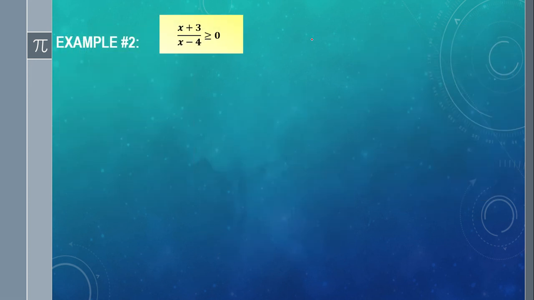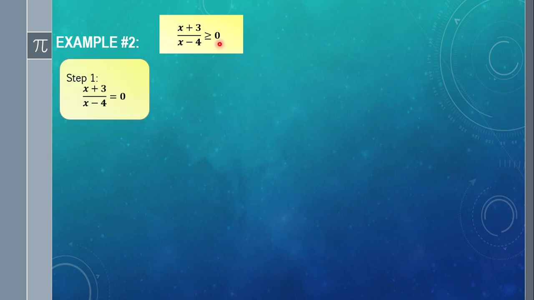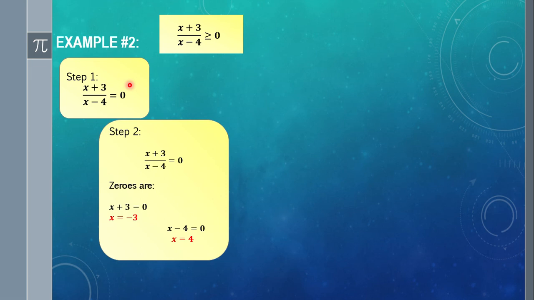Okay, let's have another one. Example number 2. The given is x plus 3 over x minus 4 is greater than or equal to 0. So that's our inequality. Take note that on the right side, we already have the value 0, so we just simply change the inequality sign to equal sign. And since we already have our numerator and denominator expressed, we don't need to combine them because that is the simplified form. We are ready to find the zeros.